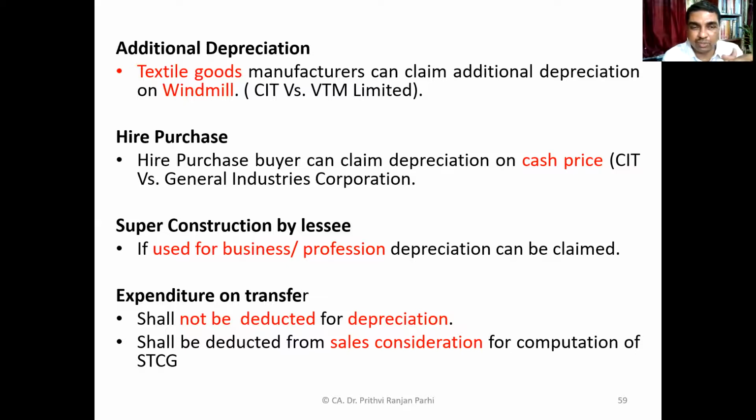Some related concepts also. If there is a super construction on the leasehold land, then depreciation can also be claimed on that super construction if that is used for business and profession. And the expenditure relating to the transfer shall not be deducted for depreciation, shall be deducted from sales consideration for computation of short-term capital gain. Okay. If some expenditure is incurred for transfer, that will be deducted from sales consideration. That will not be considered for depreciation.